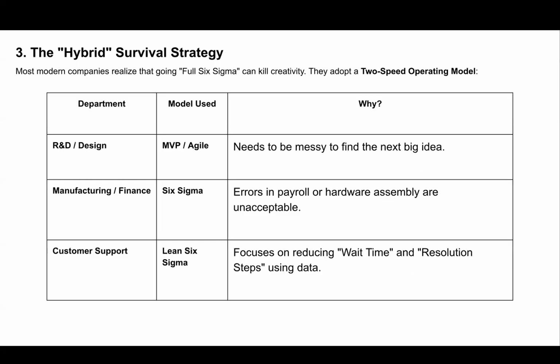Okay, so what's emerging now is this idea of a hybrid strategy here, because if you start out with full Six Sigma, your innovation hubs go away, your creativity goes away, and so you don't want to just have the MVP model and all those risks. So you have what's called a two-speed operating model. And so you will look within your organization and you will see what those verticals are, and you'll set up a structure and a protocol and a culture around what that model is.